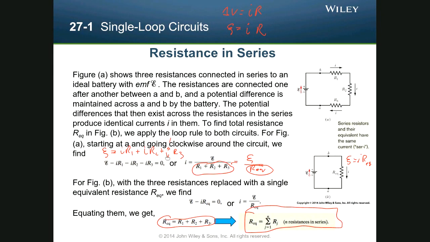That the EMF is equal to the sum of the voltage drops across all of these resistors. When we do that, we can look at the equation for the system and then the equivalent system, and then equating those denominators, we get our expression for our equivalent resistance in series. That gives us our general equation.